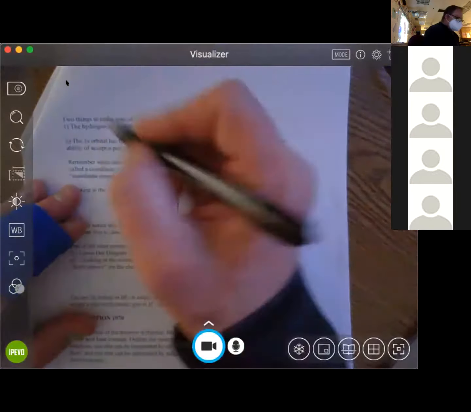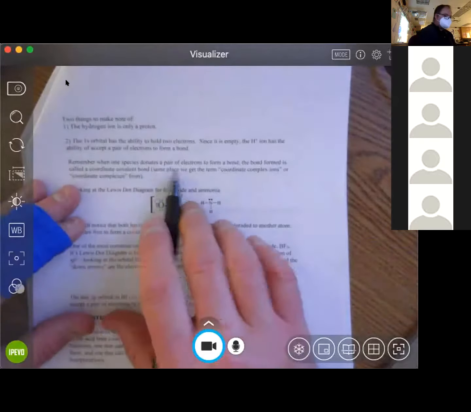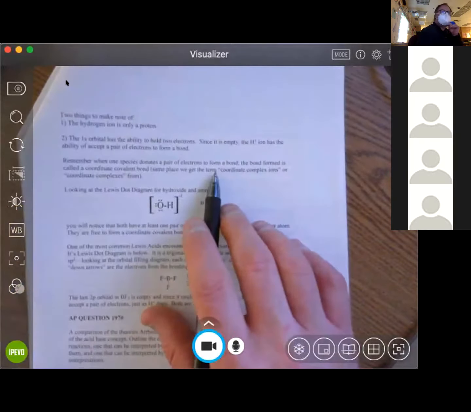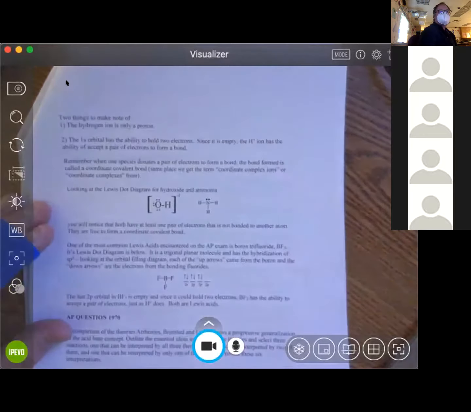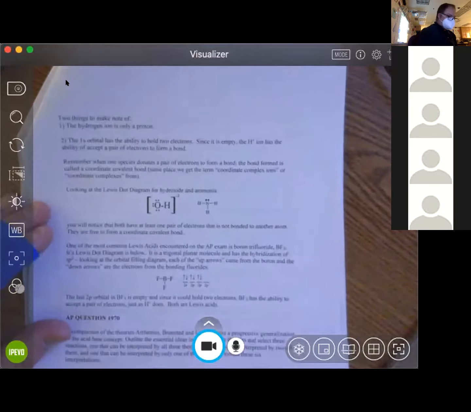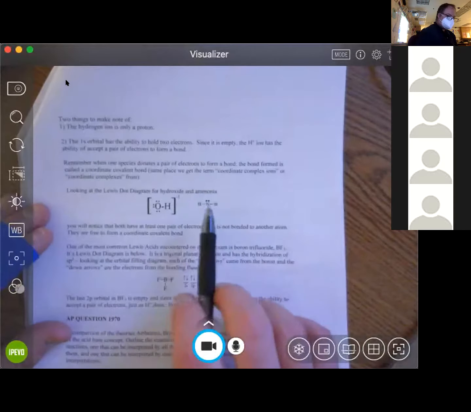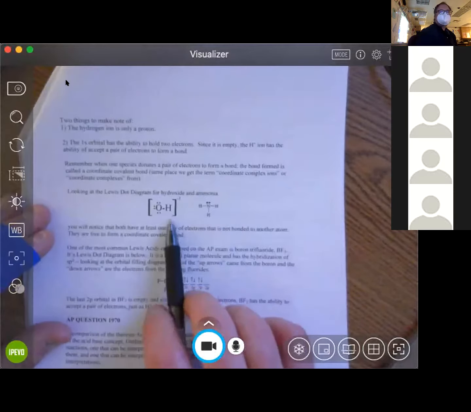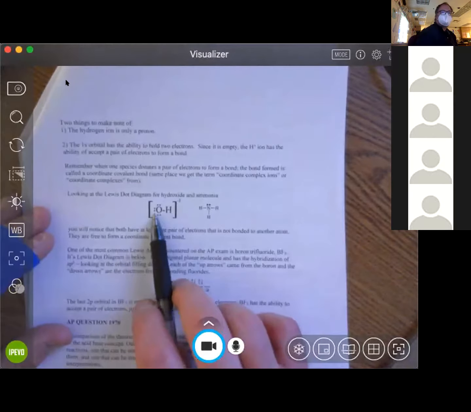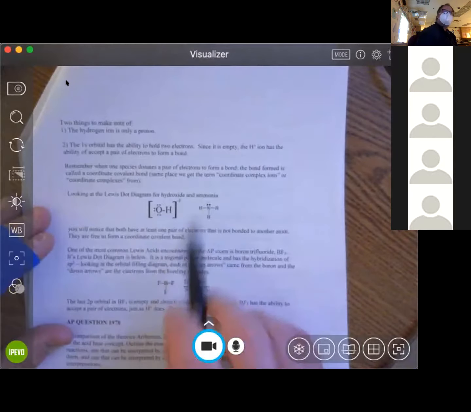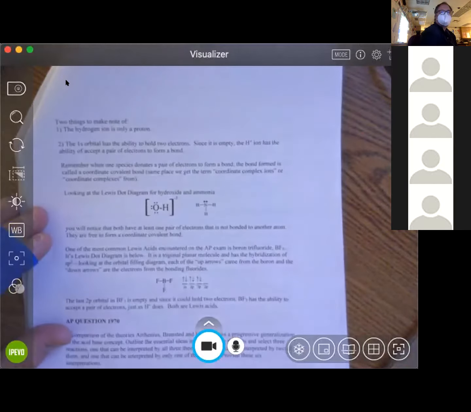And again, here's that term again. Remember, when one species donates the pair of electrons in the bond, we call that a coordinate covalent bond. If we look at both of these, ammonia and hydroxide, both have electron pairs that they can give. They're free to form those coordinate covalent bonds.